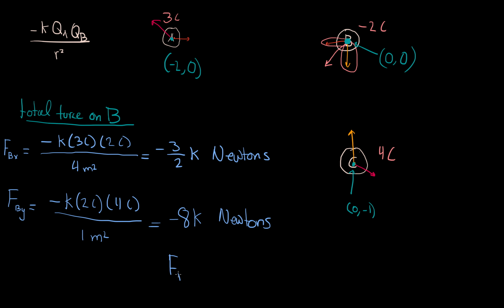The force on B is going to be the vector negative 3 over 2k, and then negative 8k in the y direction. Okay, so then if we want to figure out the exact direction this is moving, we could calculate these numbers out, of course, plugging in this k constant, and we could use tangent inverse, just basic vector properties to figure out the exact direction.